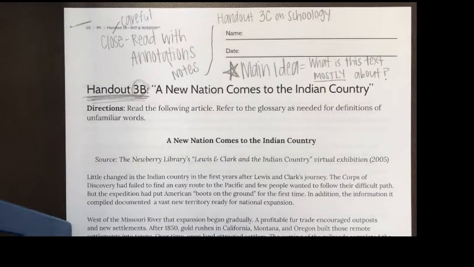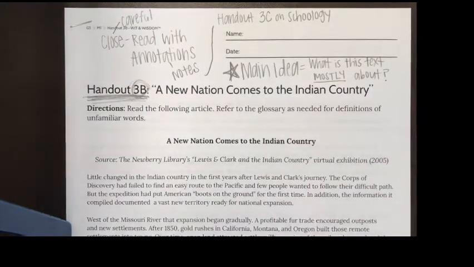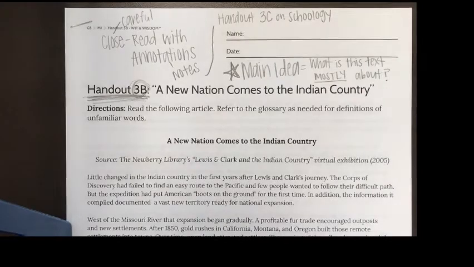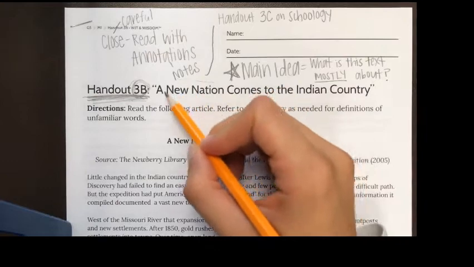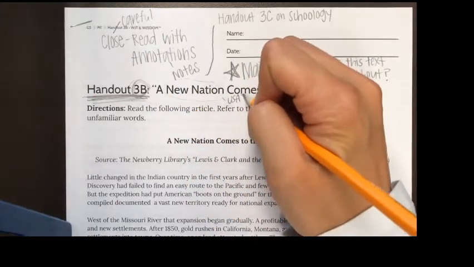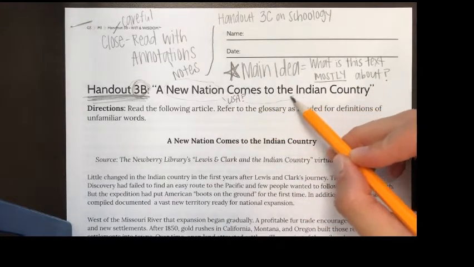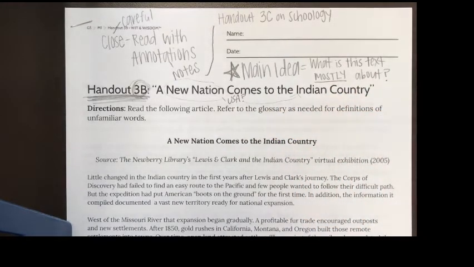All right, so we know that whenever we start reading a new text, one of the hints that the author gives us about what the article is mostly about is the title. So this title says, "A New Nation Comes to Indian Country." And as we've already been talking about, we're learning about how Americans who moved west impacted Indian country. So I am thinking this might be about how Americans impacted Indian country. We might be that nation. I'm going to put USA with a question mark. We might be the new people who came to Indian country. So we're going to read on and see.